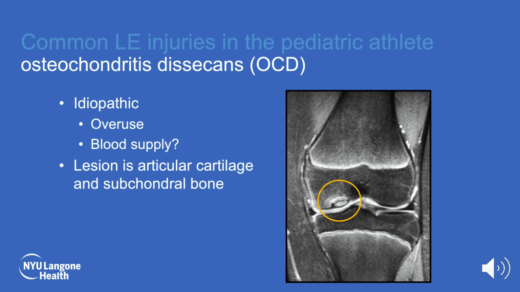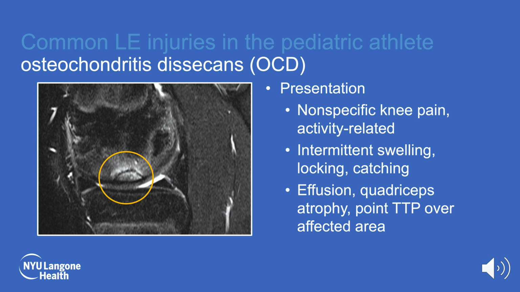It's not listed here, but we'll always get 4 views of the knee when we're evaluating it in kids, and it's the notch or tunnel view that will typically identify your OCD lesion because they tend to be posterior. Kids may come in with nonspecific knee pain. It's oftentimes activity related. They may have intermittent swelling, locking, and catching. You may note an effusion or atrophy of the quadriceps, and they may be point tender over the affected area. And then there are some provocative maneuvers you can do as well.